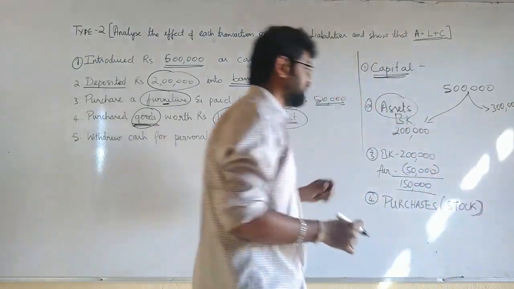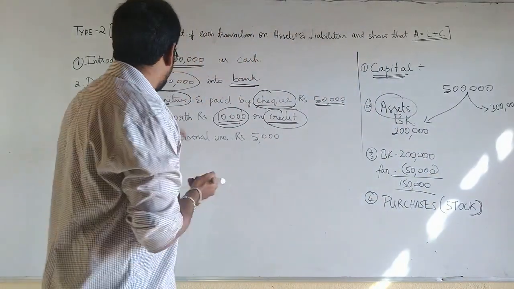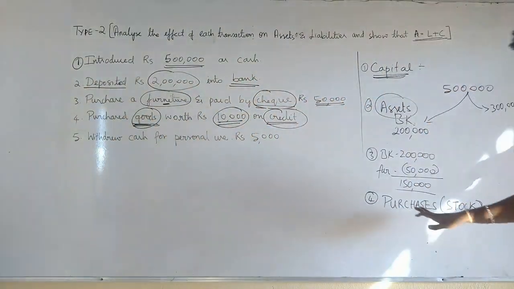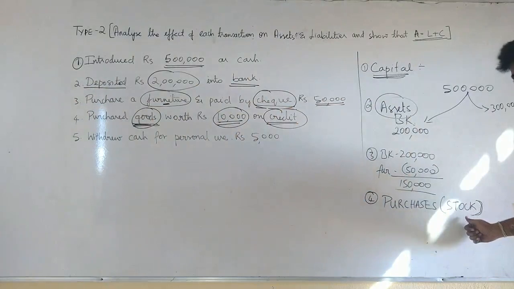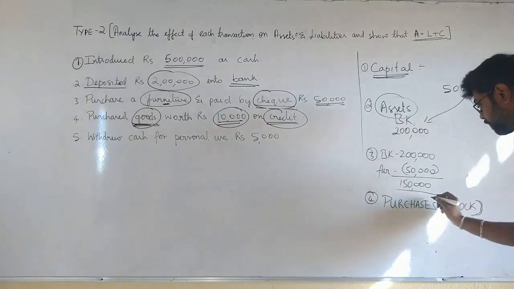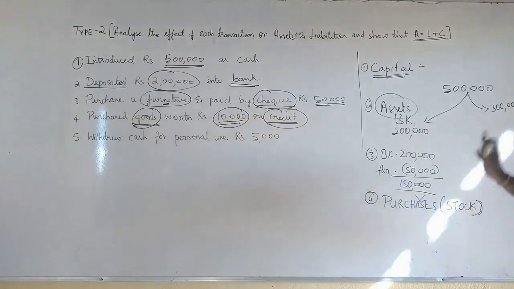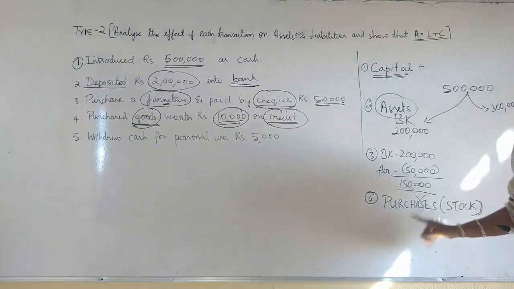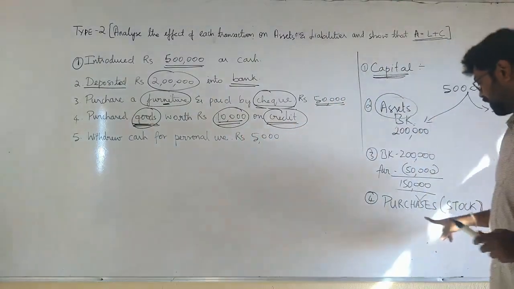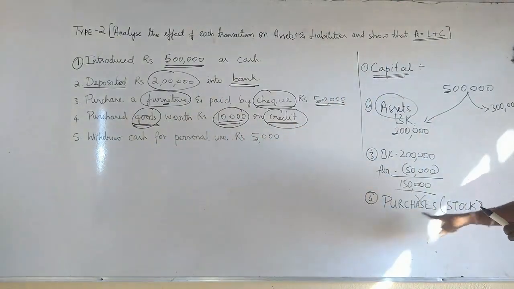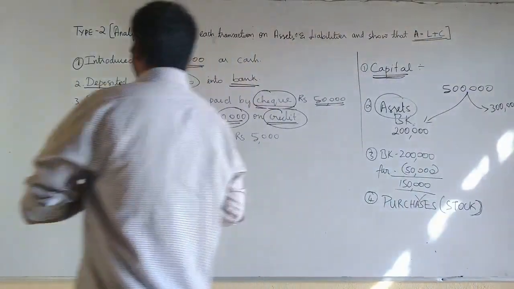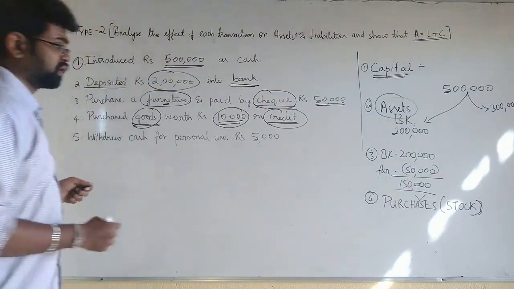You have to use it as stock. Goods is the word you should never use in accounts. You should either use the word purchases or stock. In this question again you cannot use the word purchases, you have to use the word stock. I will tell you when to use the word purchases, but whenever goods comes, either of these two words will be there: one is purchases, the other is stock or inventory. So that is about the fourth transaction.